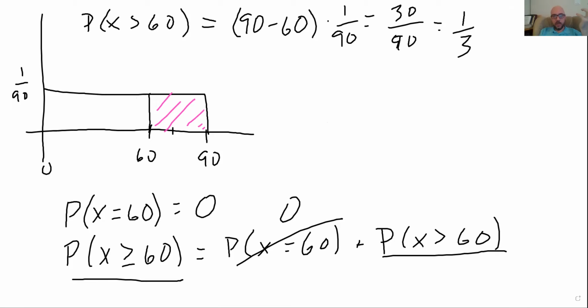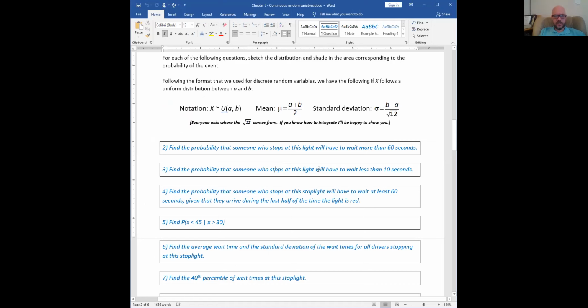So I'm going to go ahead and erase everything. That's the easy way to do this, and then redraw the thing again. Let's quickly go back to look at what the next question is. Find the probability that someone who stops at this light will have to wait less than 10 seconds. Same deal, but instead of greater than 60, we're doing less than 10. You can probably do that one in your head, but I'll draw it.